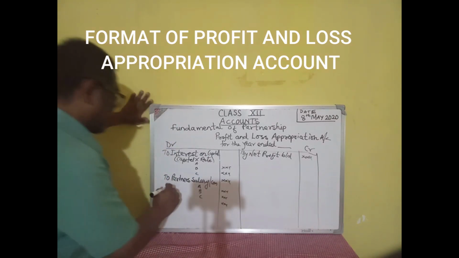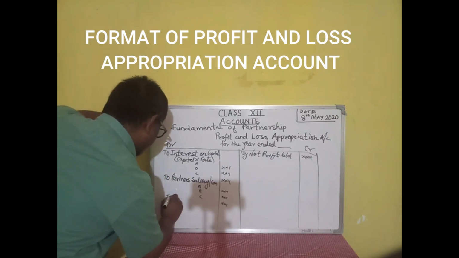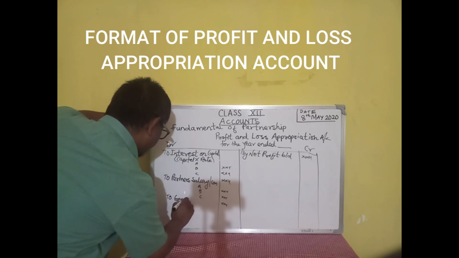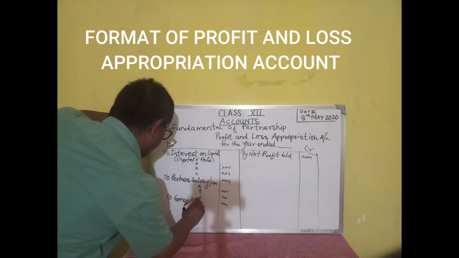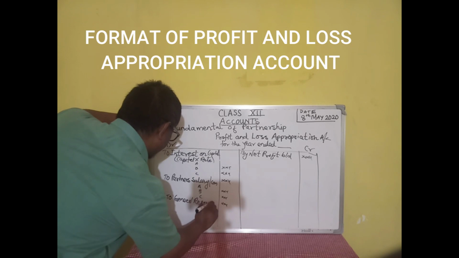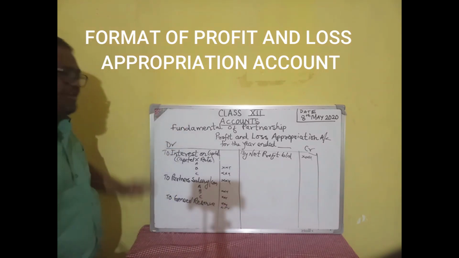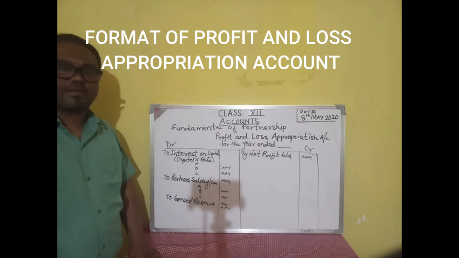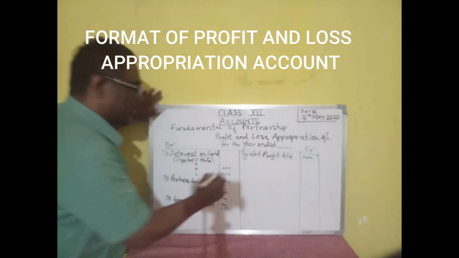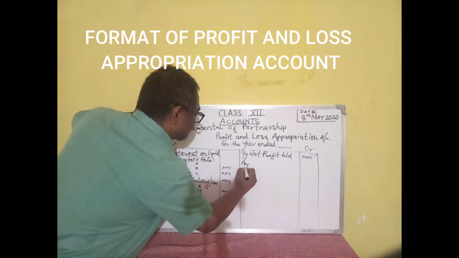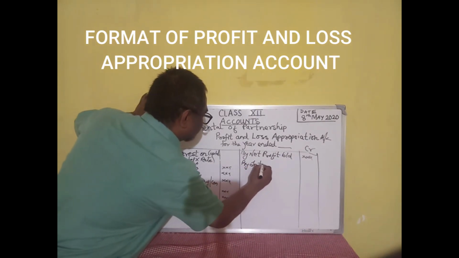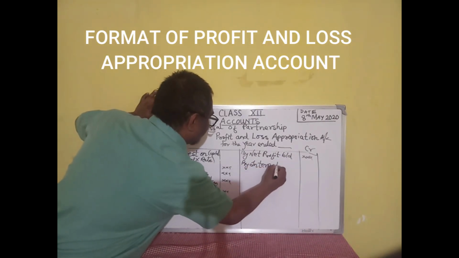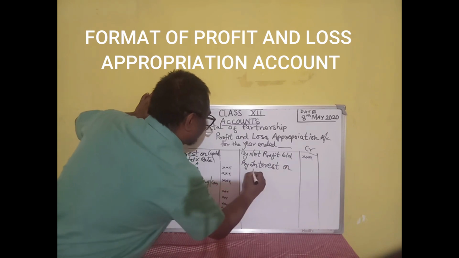The transfer to general reserve. Sometimes the net profit is transferred to the general reserve. So general reserve transfer is written here. Interest on drawings is here.